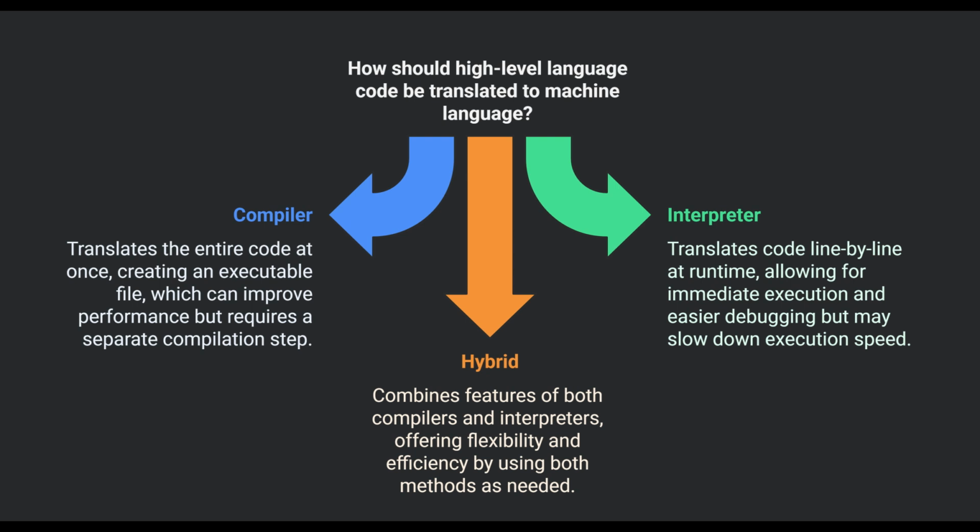Another one, the interpreter, runs code line by line at runtime, allowing immediate execution and easier debugging, but may slow down the execution speed. But as we saw, the compiler has its own benefit and the interpreter has its own benefit. But nowadays we have the hybrid language. Hybrid means they have both a compiler and an interpreter.